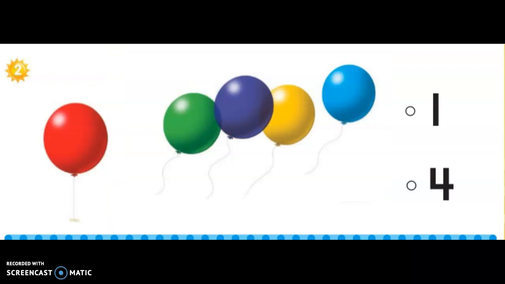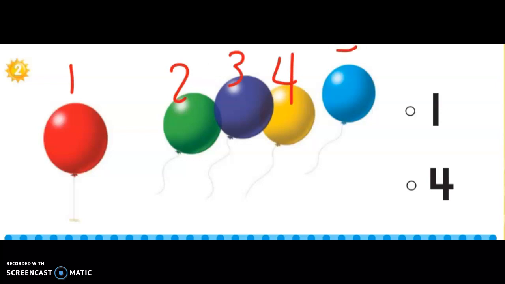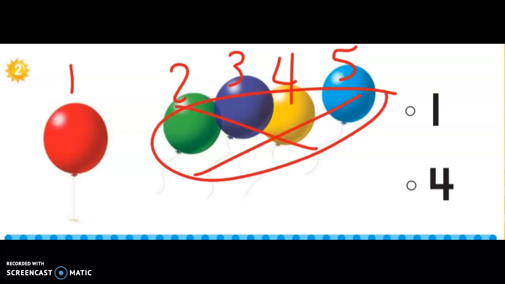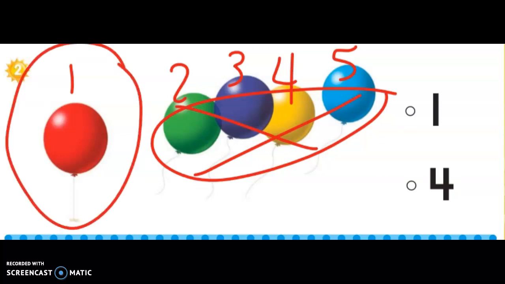Okay, let's take a look at one more picture problem here. You're going to notice that there are 1, 2, 3, 4, 5 balloons. But what do you notice about these balloons? That's right, they're flying away. Do you remember what away tells us to do? That's right, subtract. So if there's 5 balloons and 4 fly away, how many balloons are left? Correct, 1 balloon is left.